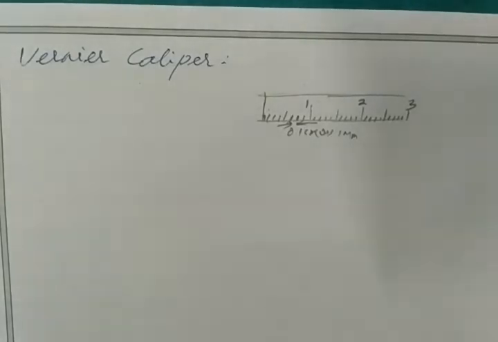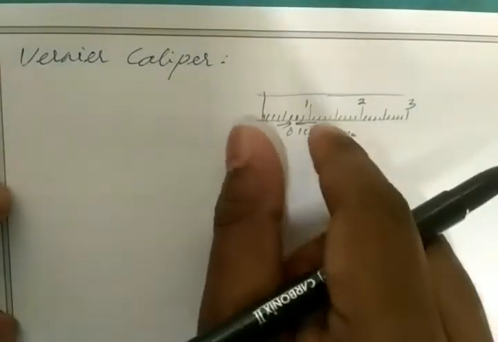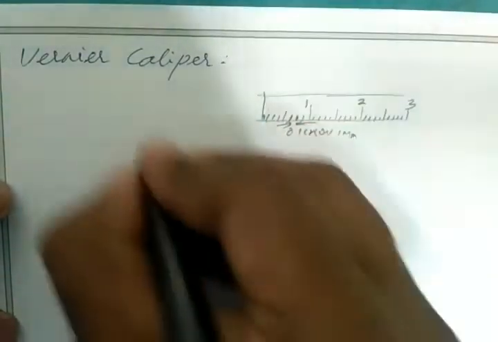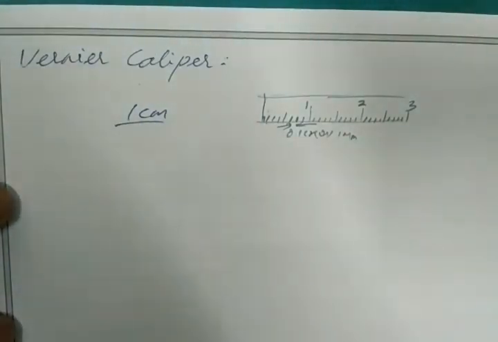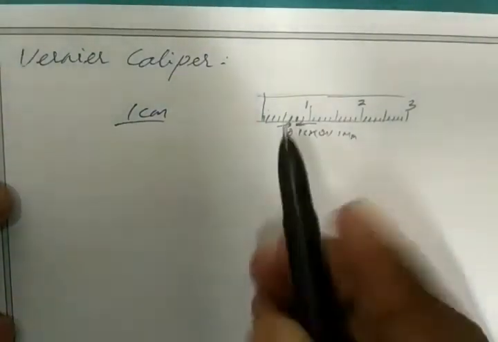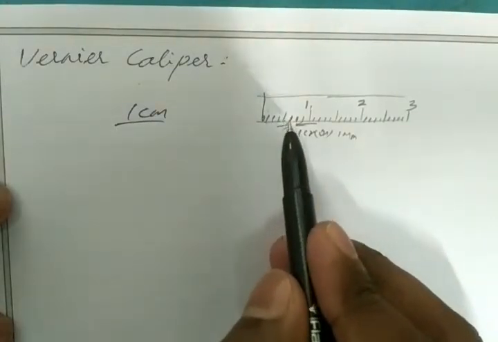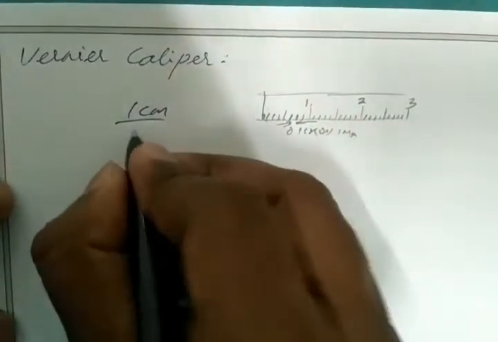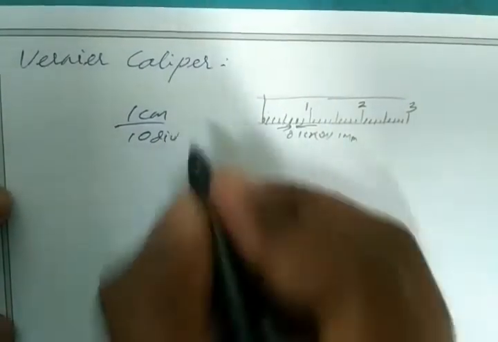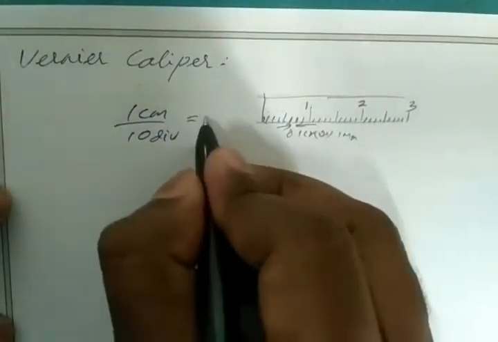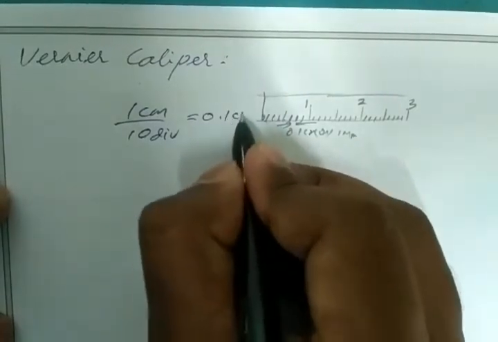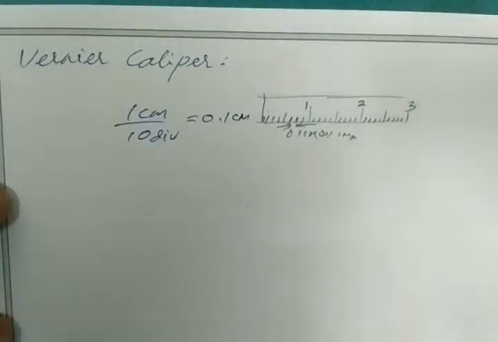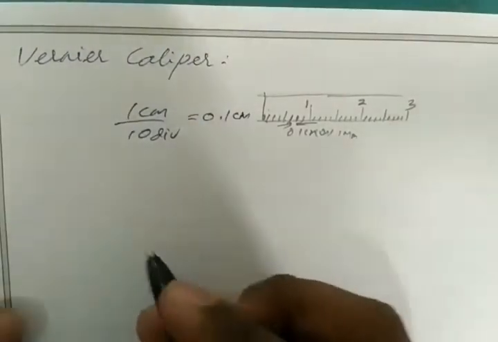Okay, so how can we calculate the least measurable value of an instrument? By using the total value of 1 centimeter and the number of divisions inside this 1 centimeter. So how many divisions do we have? 1 2 3 4 5 6 7 8 9 10. So totally 10 divisions, which gives 0.1 centimeter, correct? So this value is known as least count.